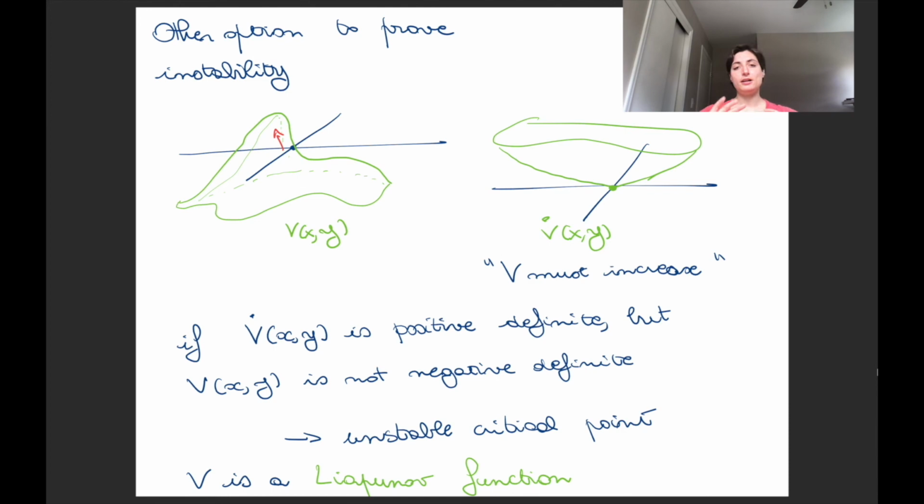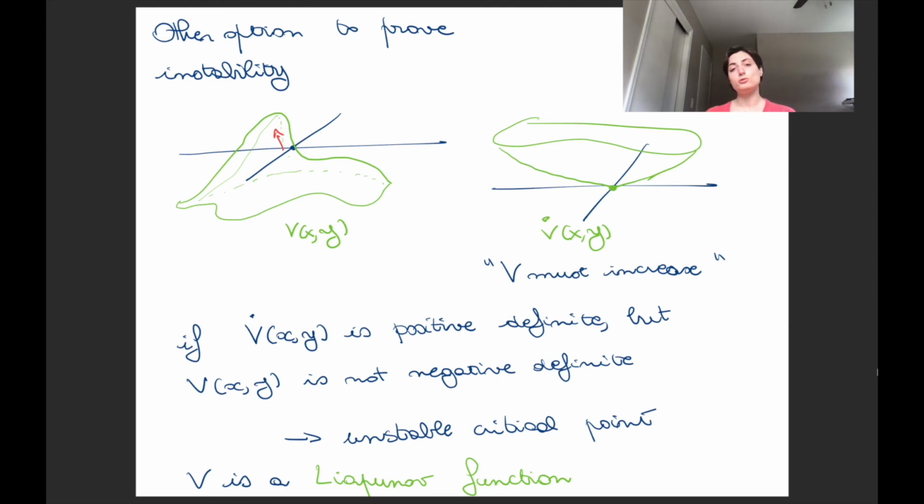To prove instability, flipping things around would also work. You could have v dot being positive definite. That means it tells you that v must increase at all times, and v has some positive values. It's not fully negative definite, but has some positive values. Then you have to go through it. And this is again a proof of unstable critical points.